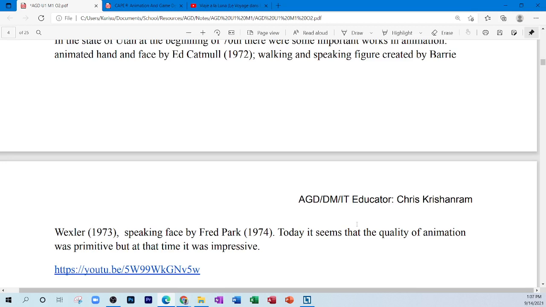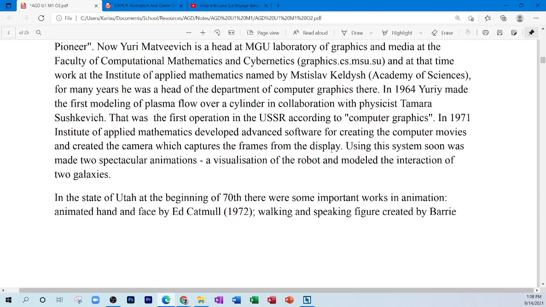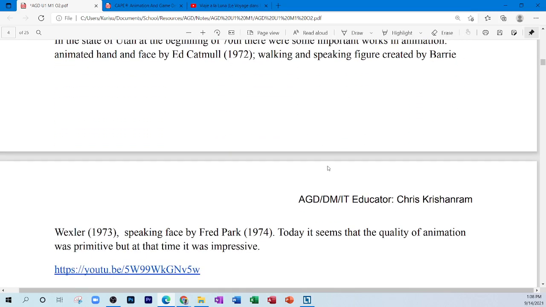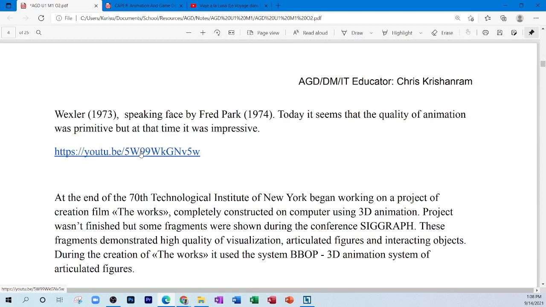Good. So, as technology advanced, as mentioned, they started to practice with computers to see how they could create animation. And we have some examples here of such persons who did that. Now let's see this video here.